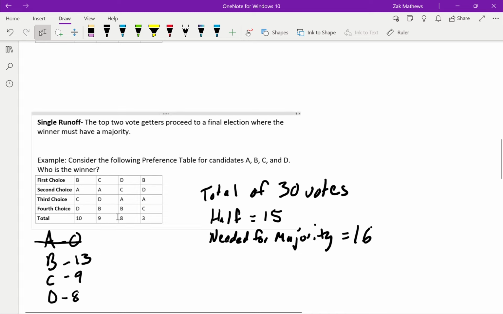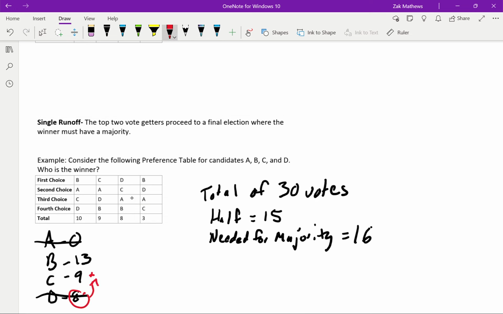So what we're going to do is we're going to say, okay, whoever had the lowest votes gets eliminated. A is eliminated. Also D is eliminated from this election. B and C had the highest number of votes. Well, D, these 8 votes, we're not just going to ignore those 8 individuals. What we're going to do is give them to the candidate with the next highest choice. So after D, these 8 individuals would really like to see C win the election. So these 8 votes right here are going to go to C.